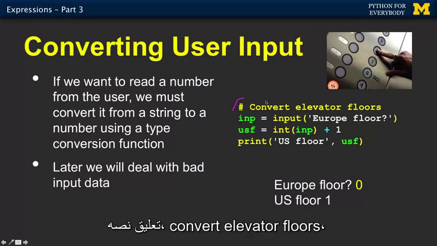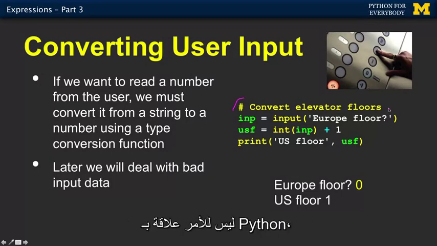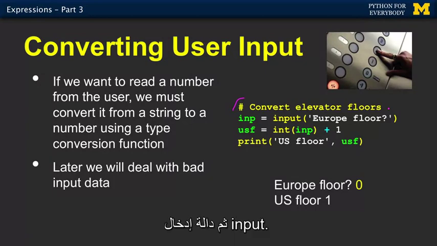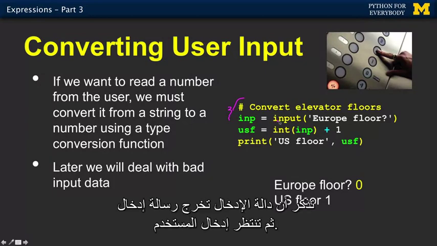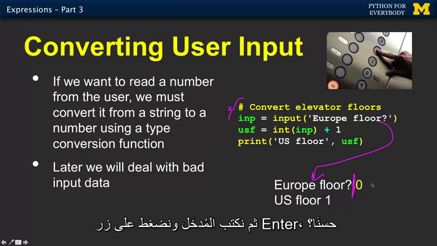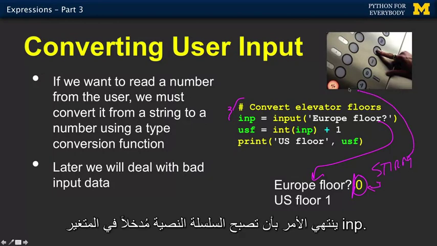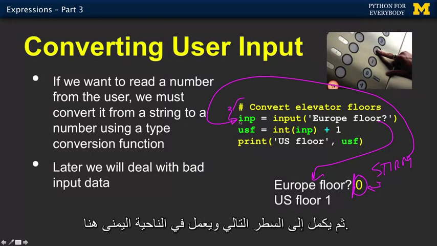A comment: convert elevator floors. That has nothing to do with Python. It has to do with you or me reading about this. Then input. Remember, input prints out the prompt and then pauses and waits. And then we type, and then we type the enter key, right? And then this 0, this is a string. This string ends up being input in the variable inp.